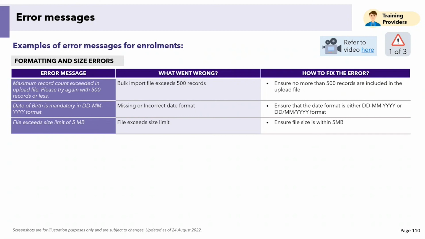Okay, secondly, a possible error could be the date of birth is in the incorrect format. For this, the user will fix the format to ensure that it follows the date, month, year format. And lastly, the error could lie in the file being more than the size limit of 5 MB. So in this case, just ensure that the size is within limit. Okay, so that's for formatting errors.